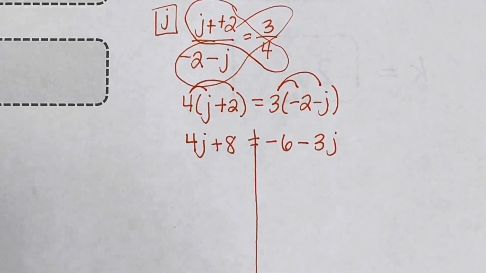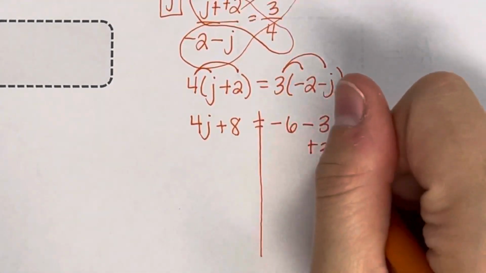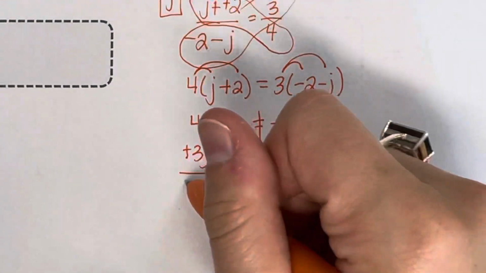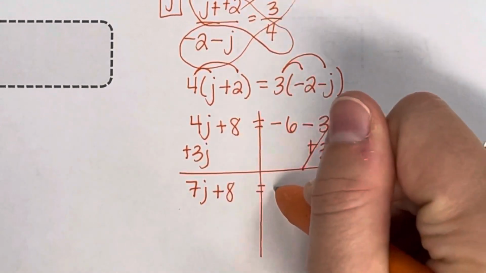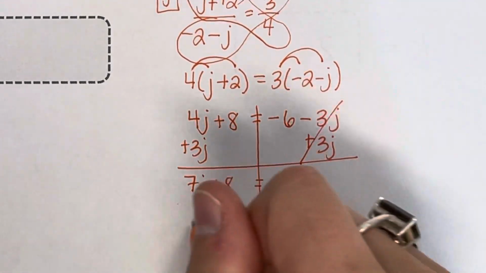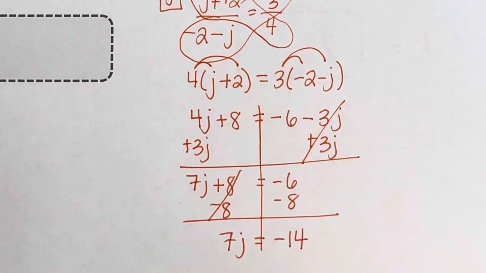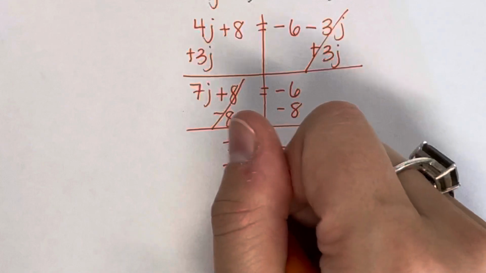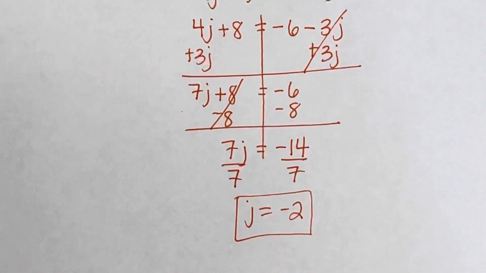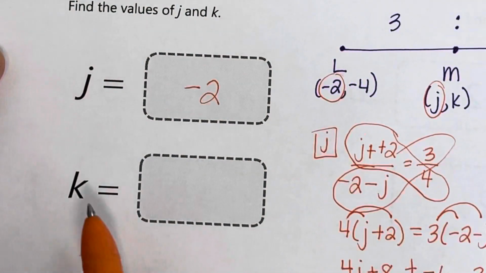So I just have an algebra equation. I'm going to get all of my J's to the same side. I'm going to add 3J to both sides. So I have 7J plus 8 equals -6. And now I move my 8 over by subtracting it. So I get 7J equals -14. And then my final step is to divide both sides by 7. I get that my J value is -2. So there's the first part. J is -2. I'm going to come up here and put in my -2. And now I'm going to do my K values.